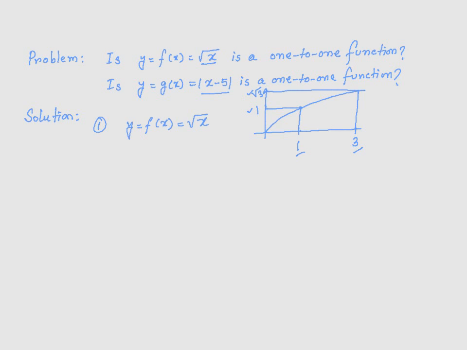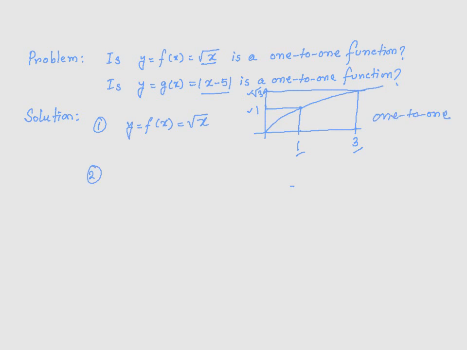So from the sketch of the function, it can be seen that the function is one-to-one, because it's an increasing function. And also, if I take any two different x values, I'll get two different y values, because if the x values are different, then the square root of those numbers are going to be different. Now let's go ahead and talk about the second function. So this is, by the way, one-to-one. This is a one-to-one function.